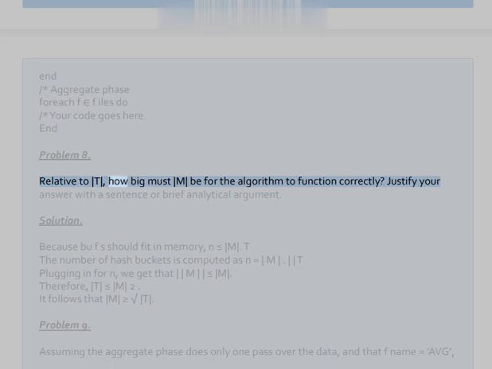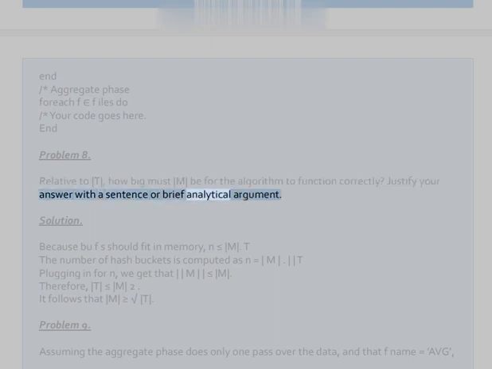Problem 8. Relative to |T|, how big must M be for the algorithm to function correctly? Justify your answer with a sentence or brief analytical argument. Solution. Because BUFS should fit in memory, N is less than or equal to M. |T|, the number of hash buckets, is computed as N equals M. Plugging in for N, we get that |T|/M is less than or equal to M. Therefore, |T| is less than or equal to M squared. It follows that M is greater than or equal to the square root of |T|.